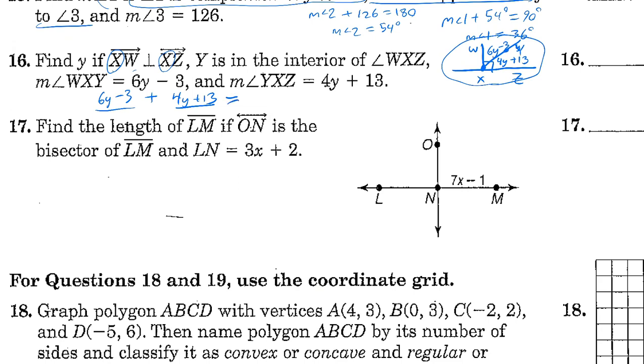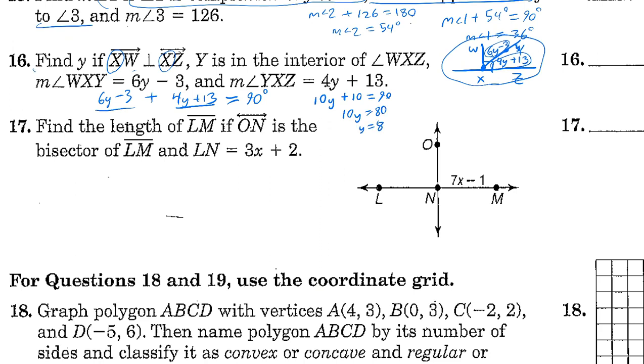And the whole angle there was 90 degrees. So we could write it with letters, but because of space, I'm just writing out the expressions. Piece plus piece equals the whole 90 degrees. So that means 10y plus 10 equals 90. So that's 10y equals 80. So that means y equals 8.